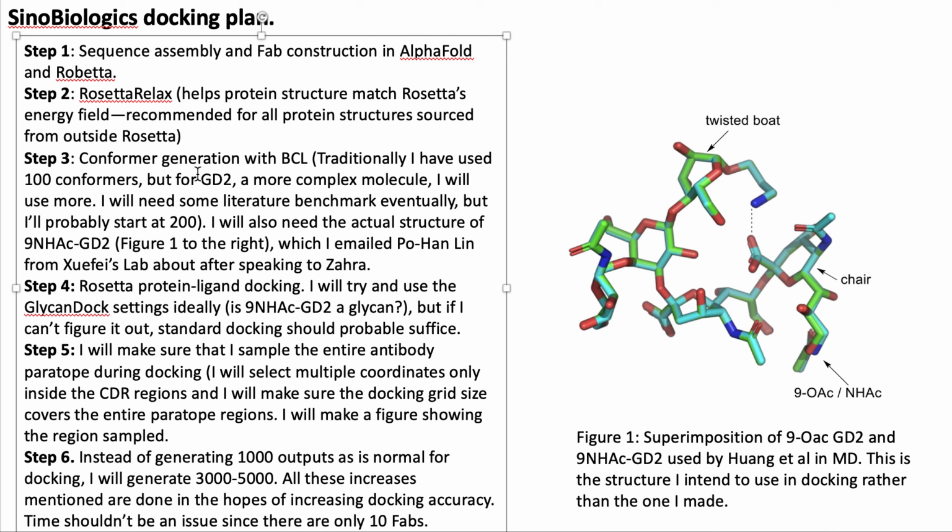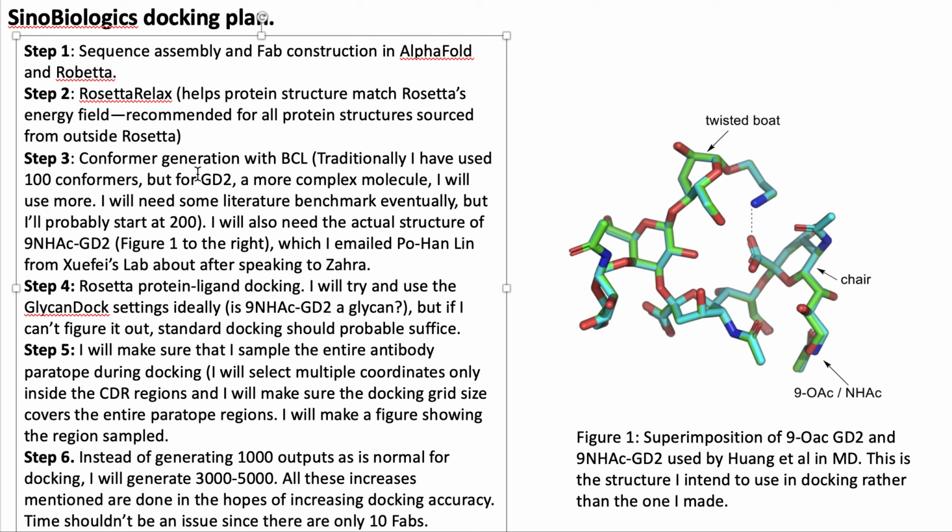I vaguely recall seeing something like that in a paper we used for the COVID project, so I will refer back to that. But the general trend was that docking accuracy increases with increasing number of conformers.